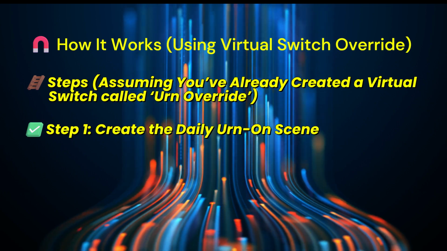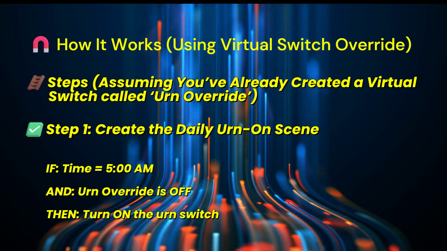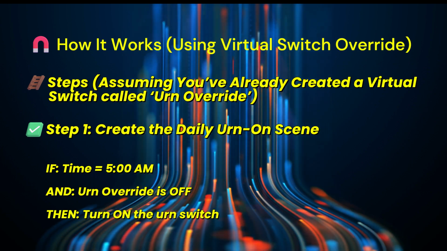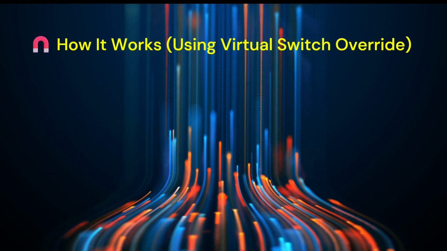Step 1, create a daily urn on scene. If time equals 5 a.m. and urn override is off, then turn on the urn switch. This turns on the urn only if you haven't set the override.